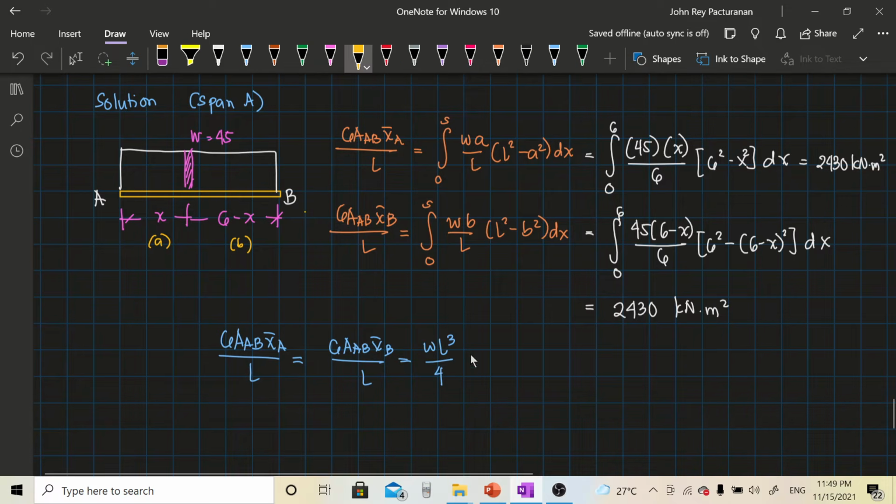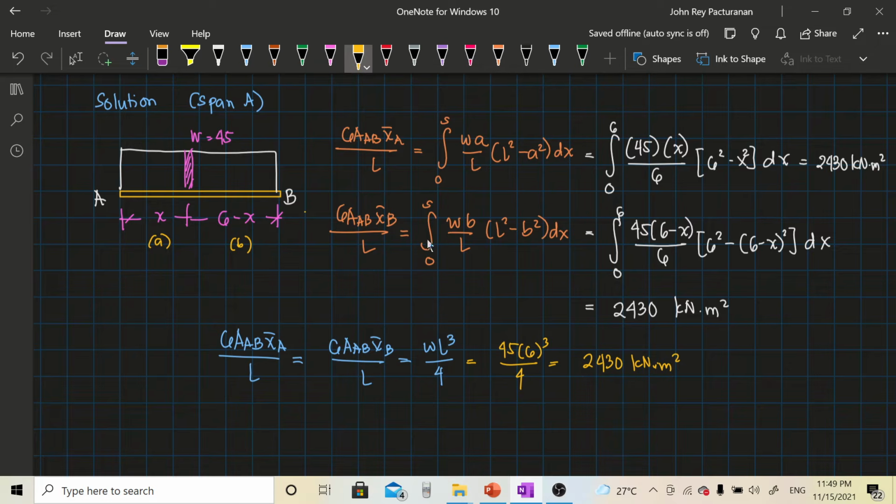Okay? So, we can prove that, no? Kung gagamitin natin yan as 45, 6 cube over 4, and using our calculator, so, ang sagot natin ay 2430. 2430 kilonewton meter squared.